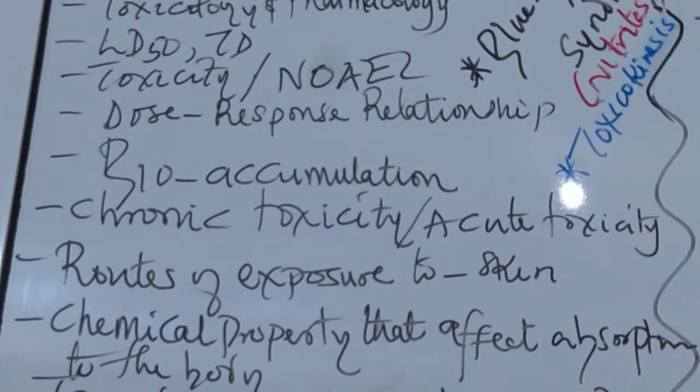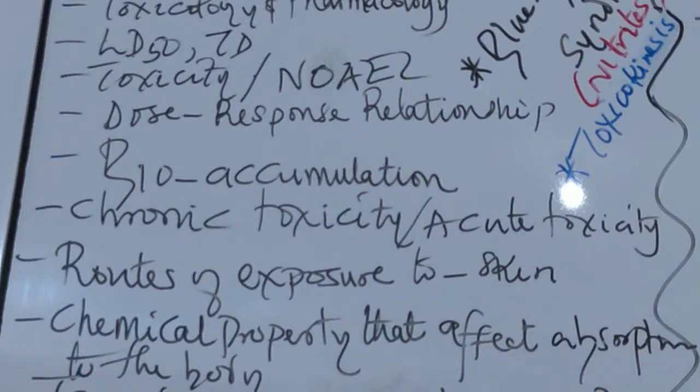So the next thing is to look at, what do we mean by bioaccumulation? Bioaccumulation is just a build up. It is a build up of toxic substances in a given organism over a period of time. So how it has actually built up, that is referred to as bioaccumulation.